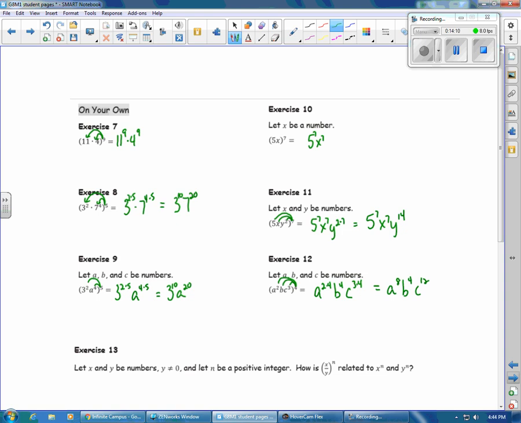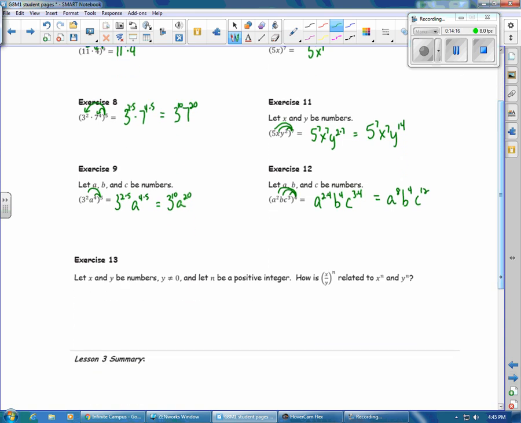Okay, so we're going to skip exercise 13 as well, and I'm just going to summarize the lesson real quick. To raise a power to a power, multiply the power on the exterior of the parentheses by all of the powers inside the parentheses. Kind of like a distribution, kind of like a backward distribution.